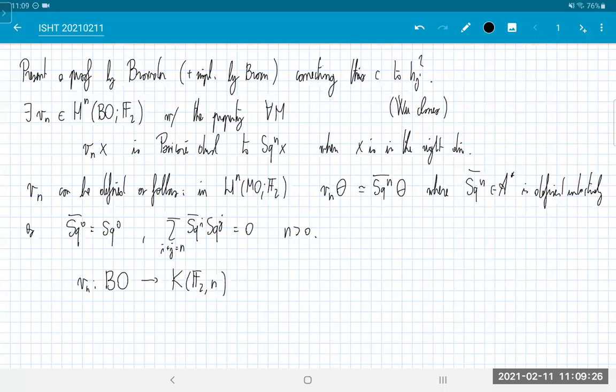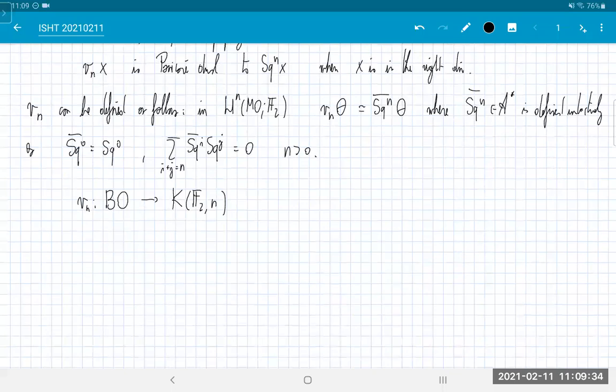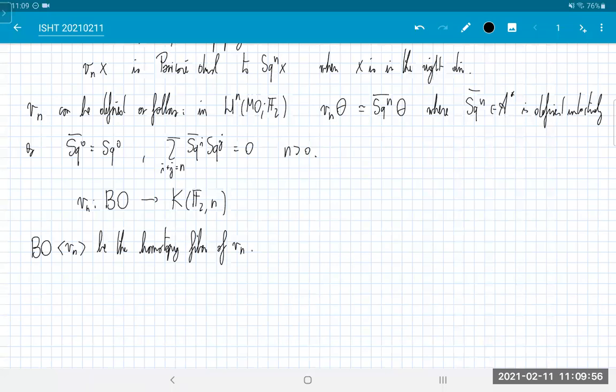Yes. So this should not be too much of a problem. So, okay, let's define BO bracket VN to be the homotopy fiber of VN. So it's the universal bundle where Vn is zero, or rather with a trivialization of Vn for that bundle. Vn is some characteristic class of a bundle, of a virtual vector bundle.